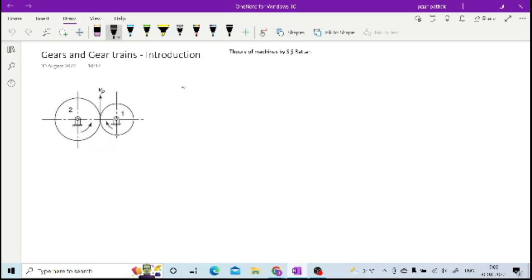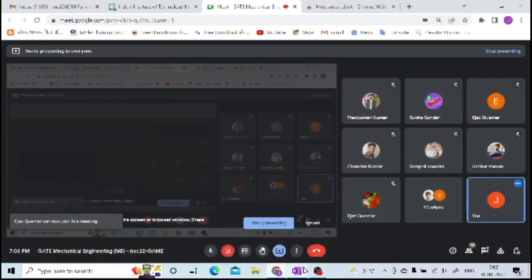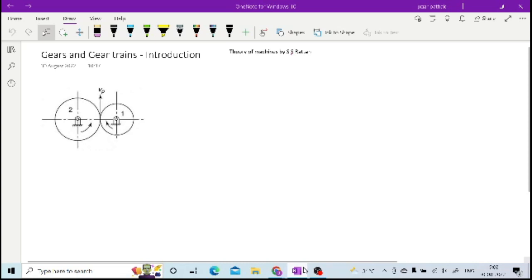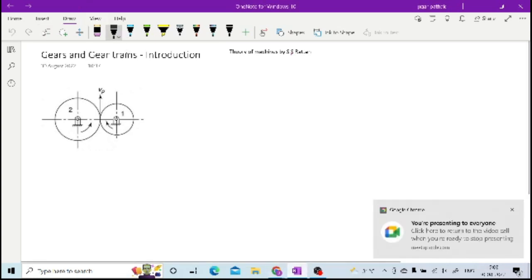Hello all, good evening. Today we will discuss gears and gear trains. Let us start with gears and gear trains.